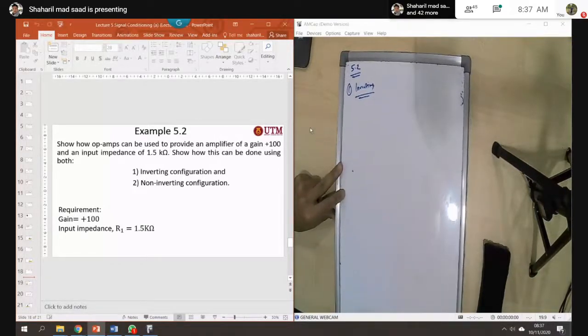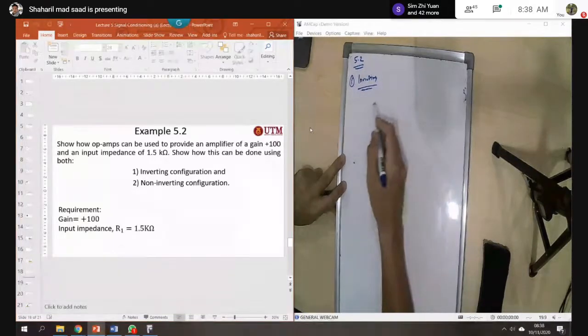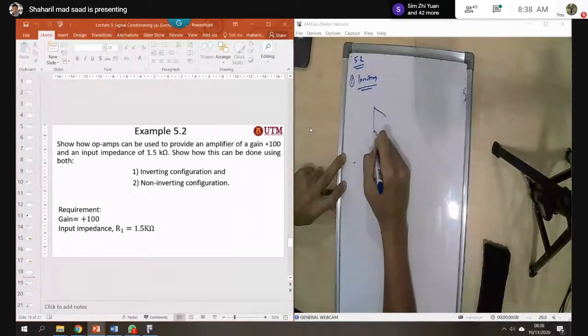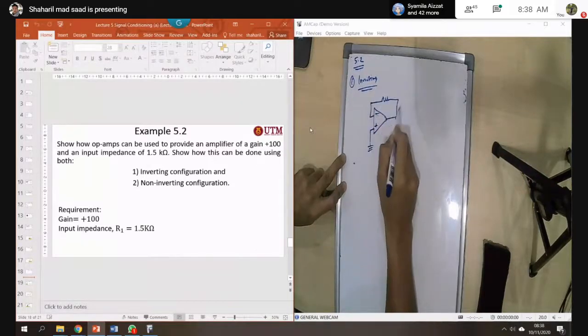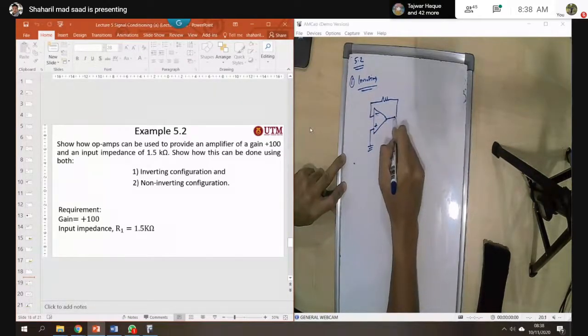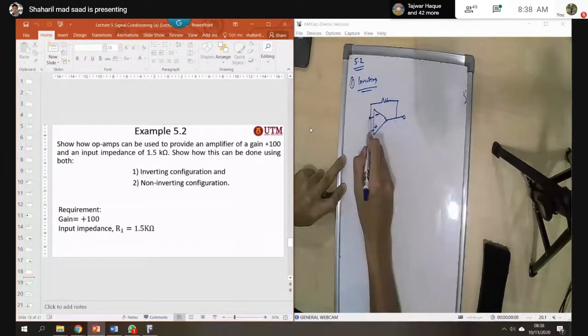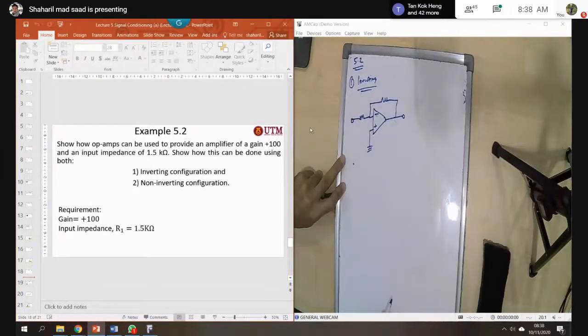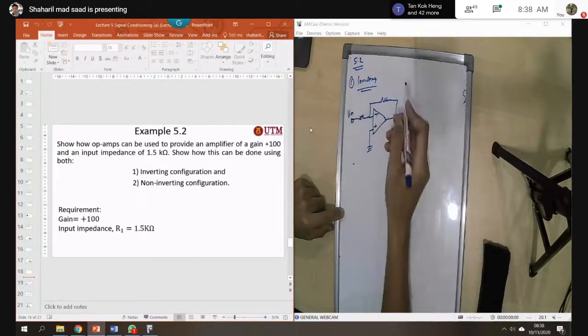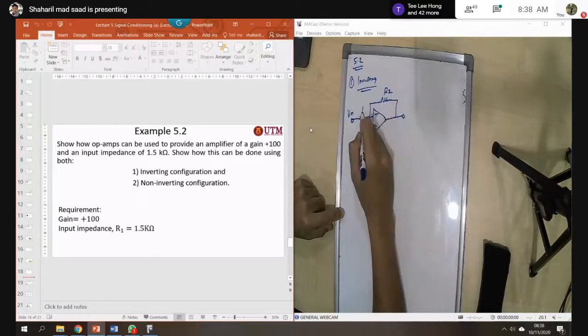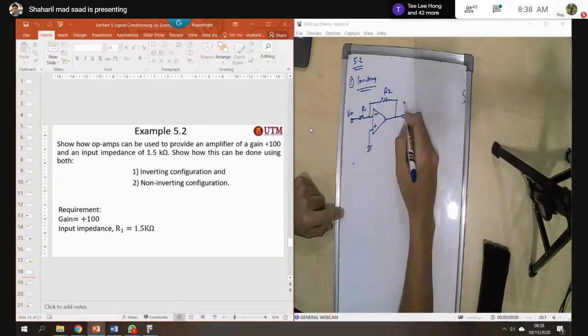Okay, inverting. That means you just need a triangle here, minus, plus going to ground, and then you have the feedback resistor here, and then you have the input. So this one is V in, this one is R2, this one is R1. Now you have the output here.